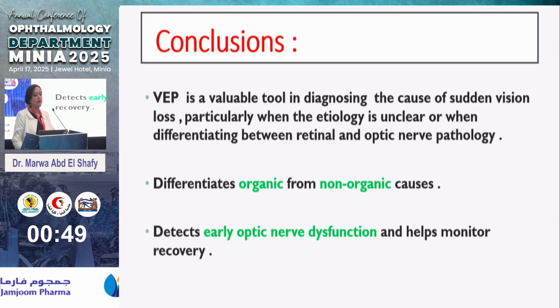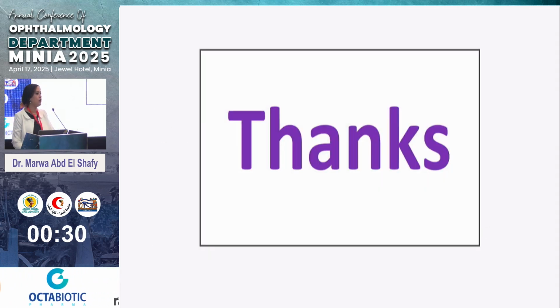My conclusions: VEP is a valuable tool in diagnosing causes of sudden vision loss, especially when the etiology is unclear, and essential to differentiate between retinal and optic nerve pathology. It can differentiate between organic and non-organic causes, it can detect optic nerve dysfunction early, and it can help in monitoring recovery. And thank you so much for your attention.